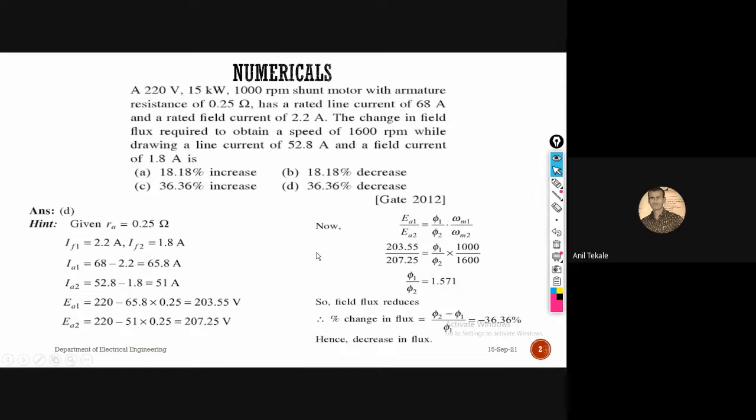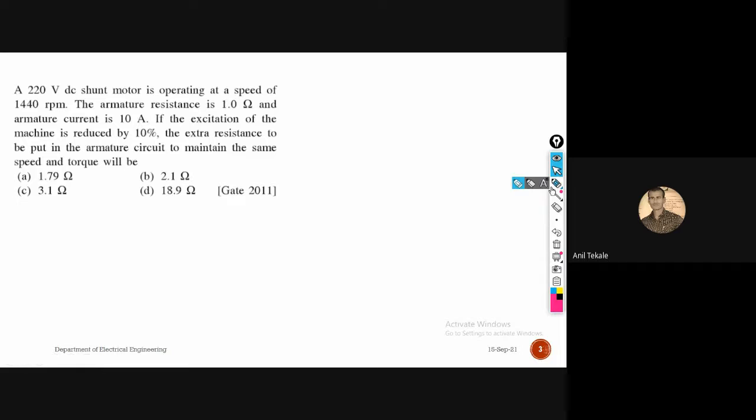Another example we will go for, that you have to solve. Preeti, read the example immediately. A 220-volt DC shunt motor is operating at a speed of 1440 rpm. The armature resistance is 1 ohm and armature current is 10 amperes. If the excitation of the machine is reduced by 10%, the extra resistance to be put in the armature circuit to maintain the same speed and torque would be.